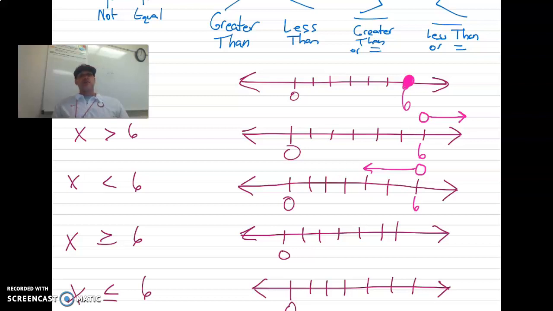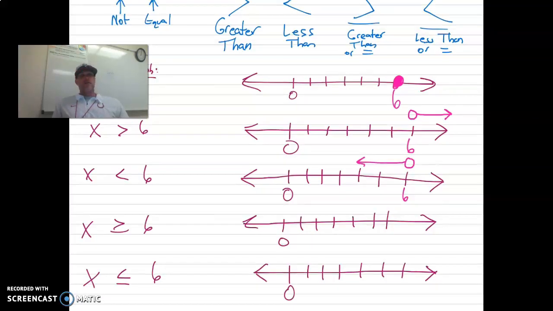Okay? So the second to last one there says x is greater than or equal to 6. X is greater than or equal to 6. So is it equal to 6? Yes, it is. 0, 1, 2, 3, 4, 5, 6. It's equal to 6. So you're going to put a completely shaded in dot. And it's equal, yes, but it's also what? Everything greater, everything bigger than 6.